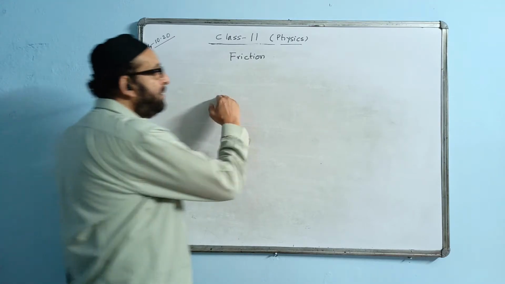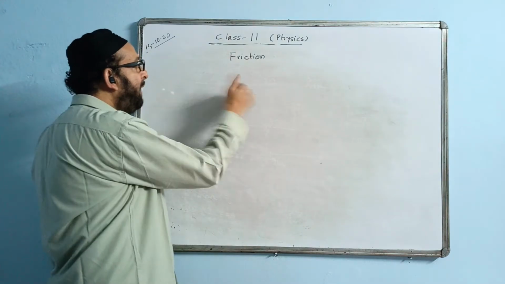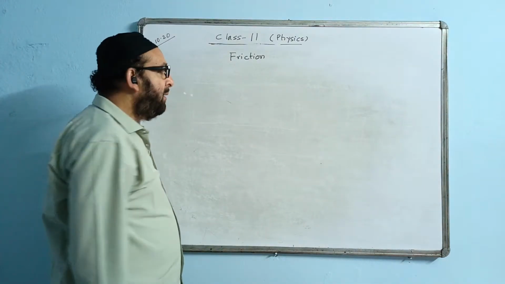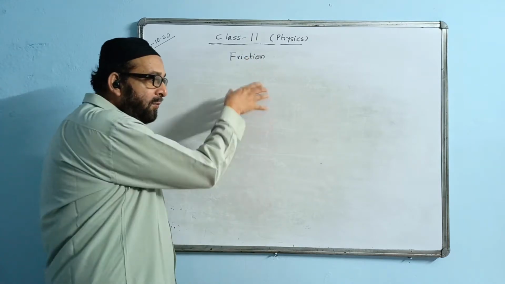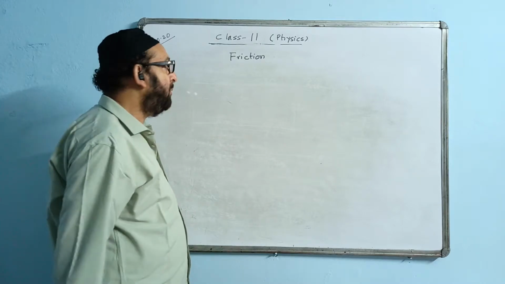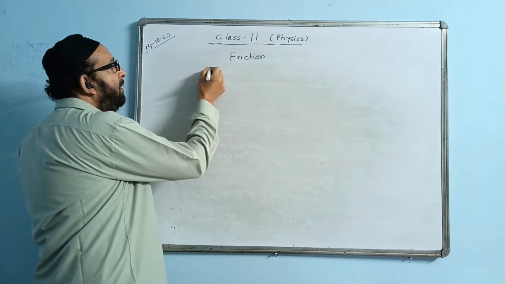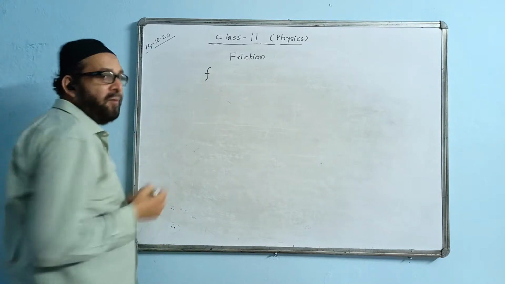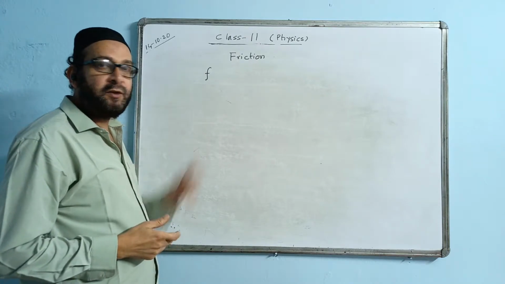If the motion of the body is in the direction of the right side, then the friction will act exactly in the left side. If the body is moving upward, then friction will be acting downward. If the body is moving downward, then friction will be upward. It will be opposite to the motion of the body. Friction we generally denote by the symbol small f. This is the meaning of friction and the symbol for friction.